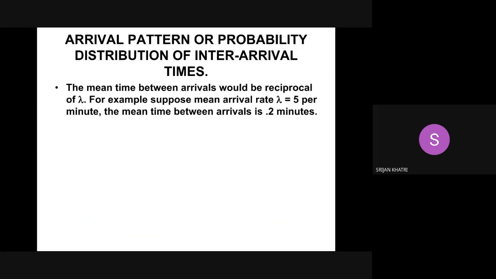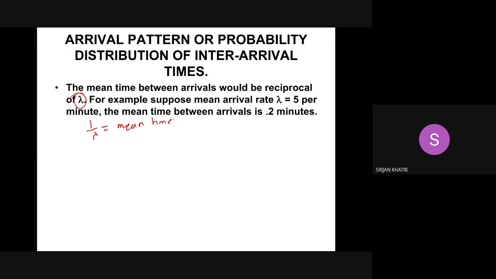So we assume that on average this many customers are arriving; that is the arrival rate, and we denote it by lambda. The mean time between arrivals would be the reciprocal of lambda. Here 1 upon lambda denotes the mean time. Mean time means the expected or average of the inter-arrival time, right? It is the average of the inter-arrival time, and it is the reciprocal of lambda.